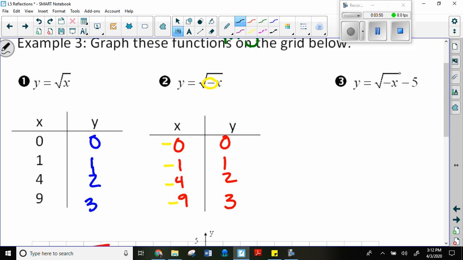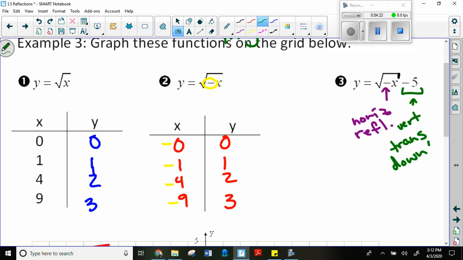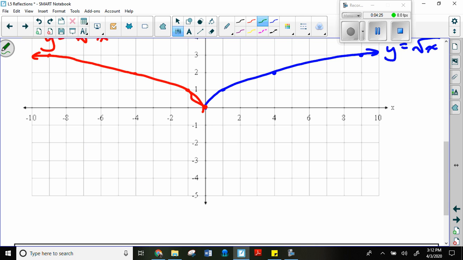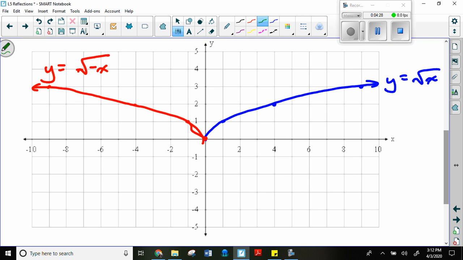All right, what's happening here? It's the square root of negative x, and that's by itself. And then we've got this negative 5 hanging out at the end. So the negative x, that's our horizontal reflection. And the negative 5, that's outside of the function. This is affecting our vertical. So this is a vertical translation down 5. So we're going to take our red graph because the red graph represents the square root of negative x. And we're going to take this original graph and we're going to drop it down 5.